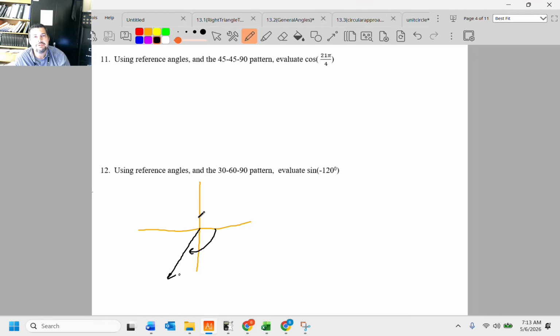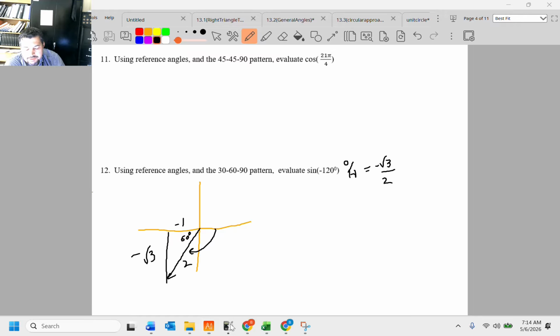That's what a negative 120 degree angle looks like. It has 60 degrees of rotation left to get to the x-axis because that's what reference angles are. By the 30, 60, 90 pattern, the opposite of a 60-degree angle is root 3, negative because it's falling. Adjacent to a 60-degree angle is a 1, negative because it's running left. And the hypotenuse is twice the short leg, so 2. I want the sine ratio, which is opposite over hypotenuse, so negative root 3 over 2.